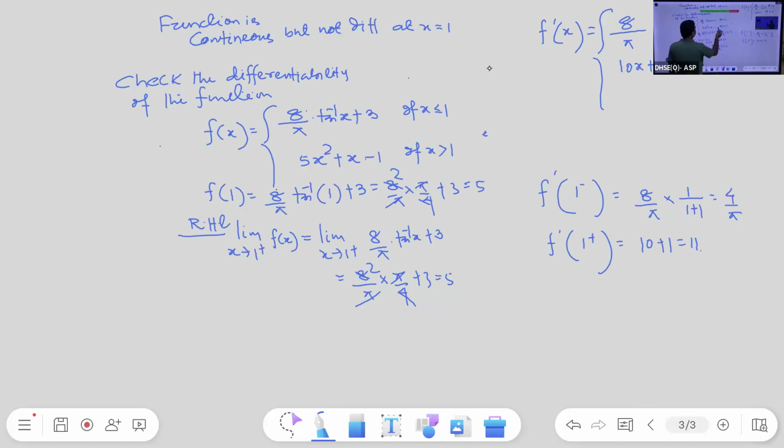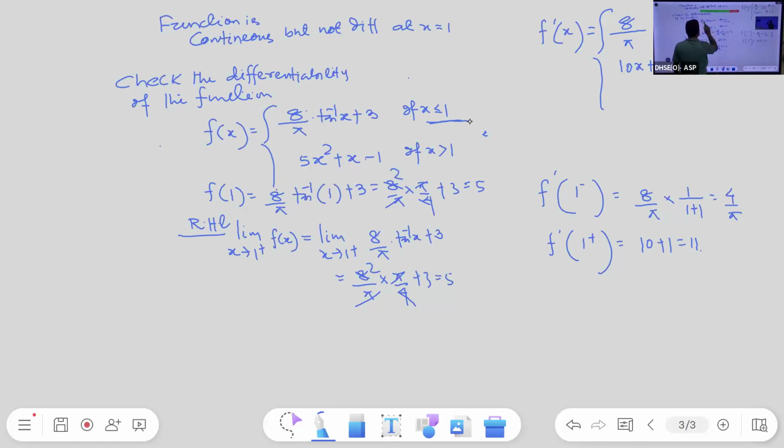Before checking the differentiability using differentiation, we have to check whether the given function is continuous or discontinuous at that point. Okay, to check the continuity we have to find out the left hand limit, right hand limit and the value of the function. Value of the function means f of 1, we have to calculate f of 1 at x is equal to 1. The function is defined as 8 by pi tan inverse x plus 3.